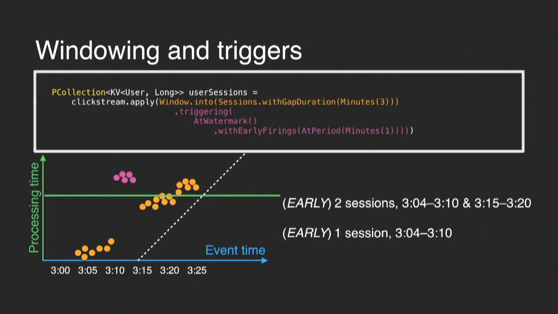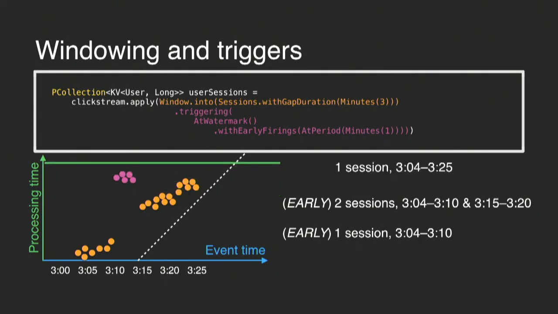Next minute goes by. All right, well, we have two sessions because there's a gap of more than 3 minutes in between. So now my system is going to say, okay, this user has had two sessions. They did something from 3:04 to 3:10. They went idle for a while. Okay, here's a second session, here's a second window. Then another minute goes by.